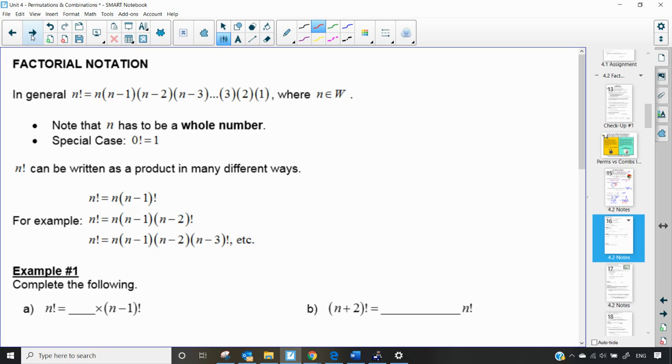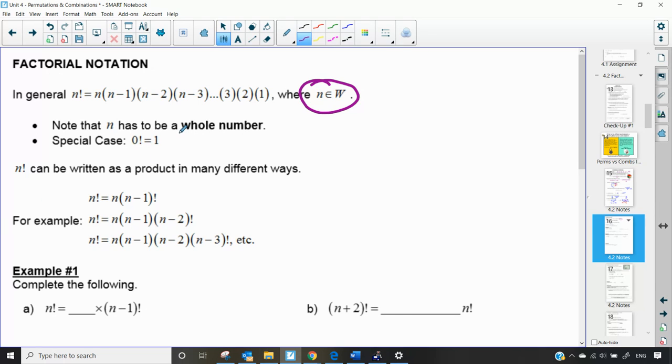So the formal definition of factorial notation, if we have n factorial, that's n times n minus 1 times n minus 2, and so on, until we get to 3 times 2 times 1. So each time, no matter what my n value is, I'm subtracting 1 from each previous number until I get to 3 times 2 times 1. What's important for you to note is that n is an element of the whole numbers. That means our n value has to be 0, 1, 2, 3, and so on. There are no decimals, there are no negatives. So again, n is a whole number.